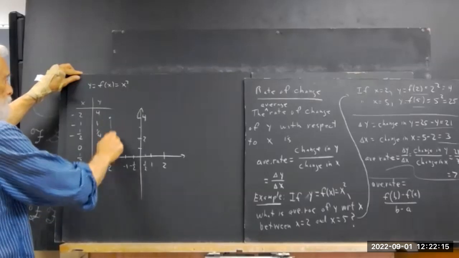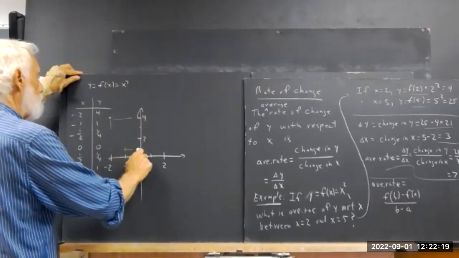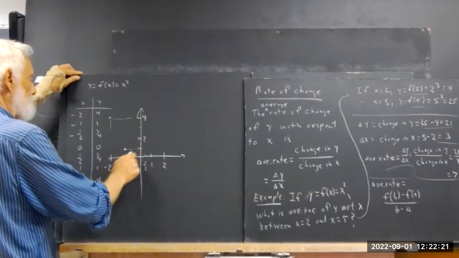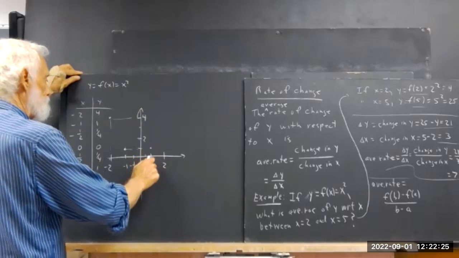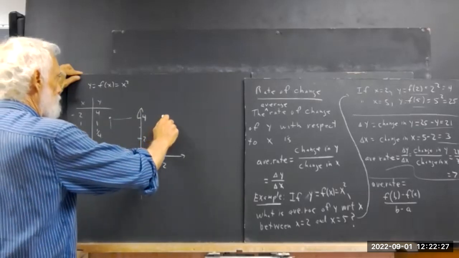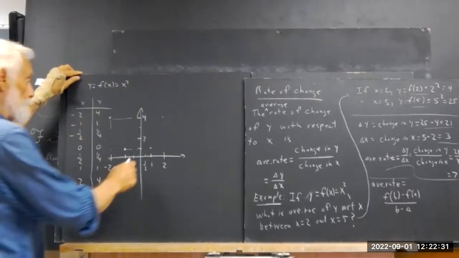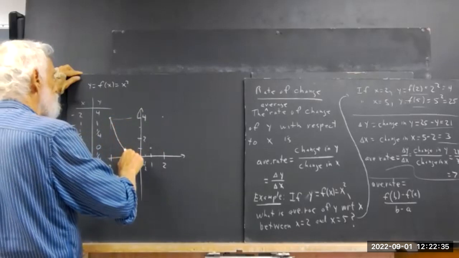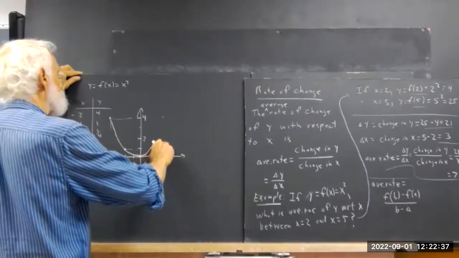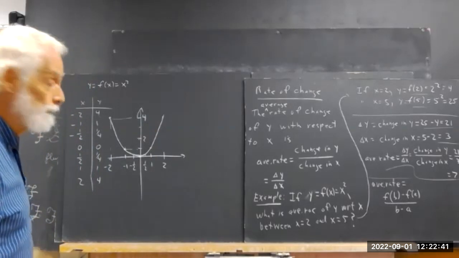Okay, so I have the point -2, 4. When x is -2, y is 4. I have the point -1, 1. When x is -1, y is 1. I have the point 1, 1. And I have the point 2, 4. These are the points I get. And the point 0, 0. In the book then, next these. Nicer than what I made.